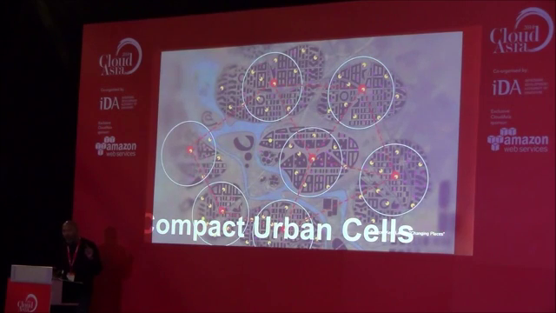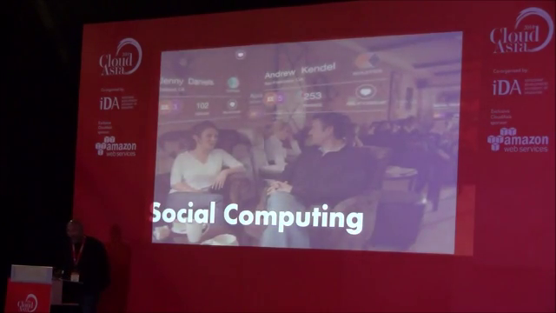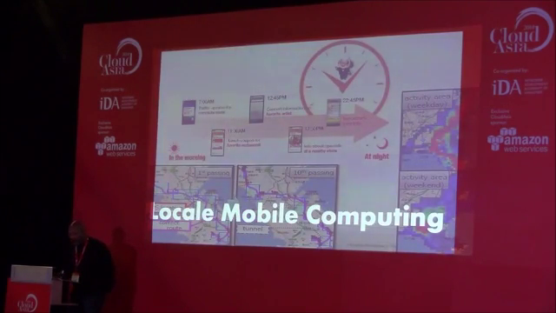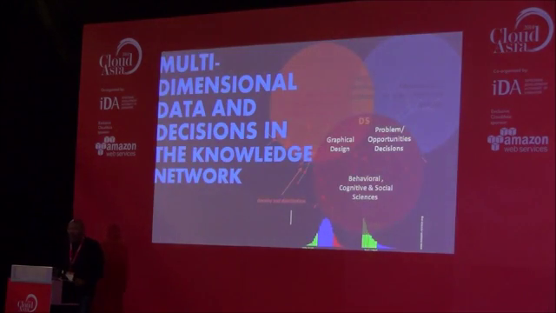Infrastructure networks, such as the water network or the waste management network, look like the internet nowadays. We are also seeing cellular customers being dealt with one at a time. Social computing is here, local and mobile computing is here, and we're also seeing machine-to-machine, where data is generated. As more and more data comes in, we bring more multidimensional data into the decision-making process, thereby building a knowledge network.